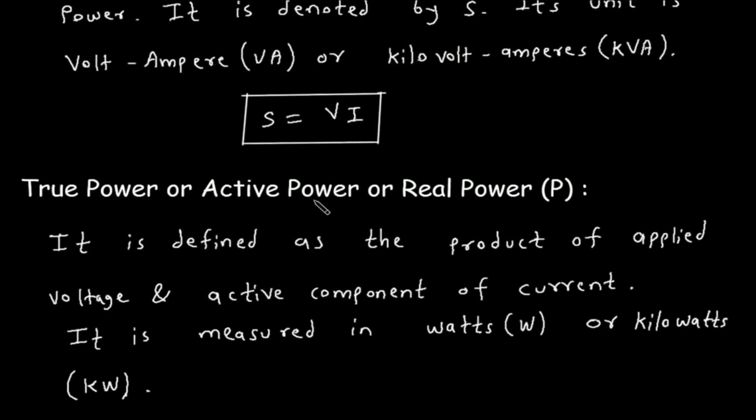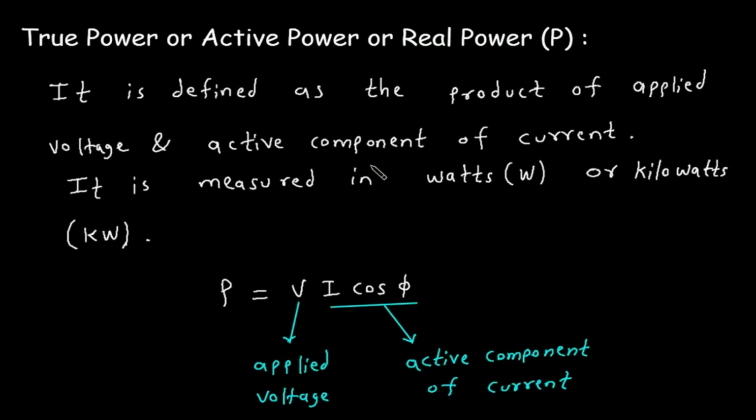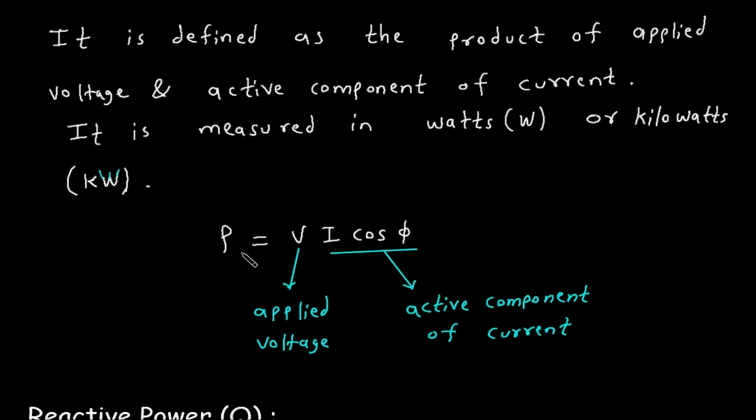Then true power, or active power, or real power. It is denoted by P. It is defined as the product of applied voltage and the active component of current. Now the active component of current is I cos phi. It is measured in watts, in short capital W, or kilowatts, so in short this small k and this capital W. So the formula for true power, or real power, or active power is P is equal to V into I cos phi, where V is the applied voltage and I cos phi is the active component of current.